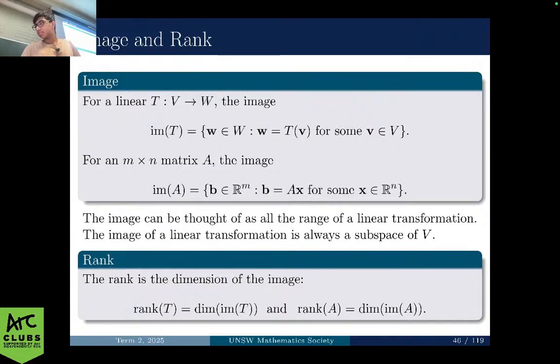Image and rank. Okay, so the image is just applying some transformation. Exact same things, I'm just applying some Ax. The rank is the dimension of the image. Same thing for transformation matrices, they're all the same.